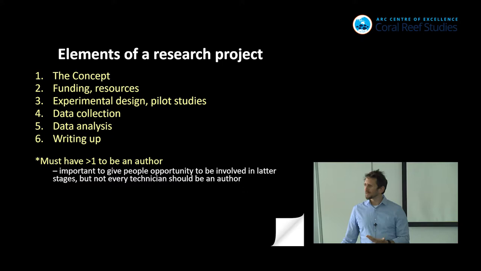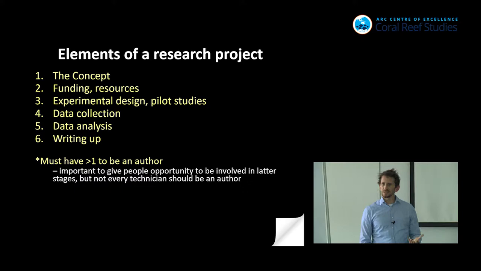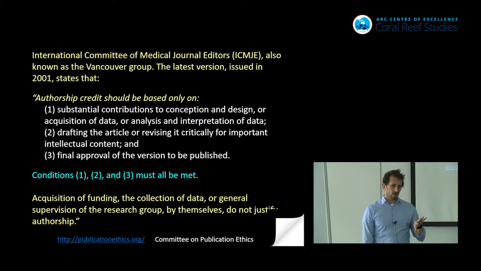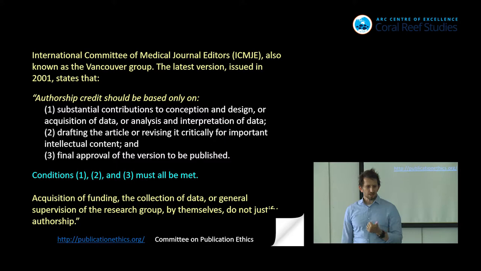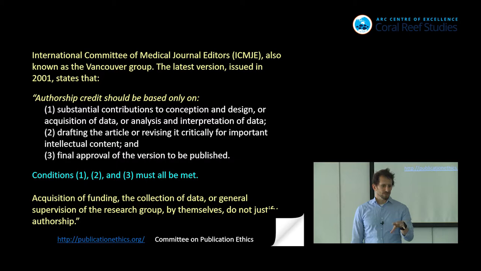I mean, these are hard issues. So the other way of thinking about it, which is probably more commonly accepted than the way that I tend to do things, is from the Vancouver group. And the latest one in 2001 says that authorship criteria should be based only on one, substantial contributions to the concept and design, or the acquisition of data and analysis and interpretation of the data. Two, drafting the article, revising it critically for important intellectual content, and three, final approval of the version to be accepted.